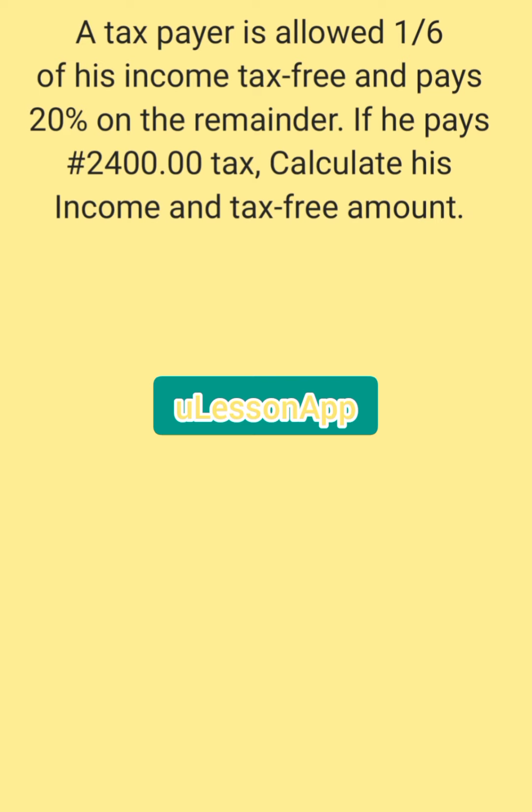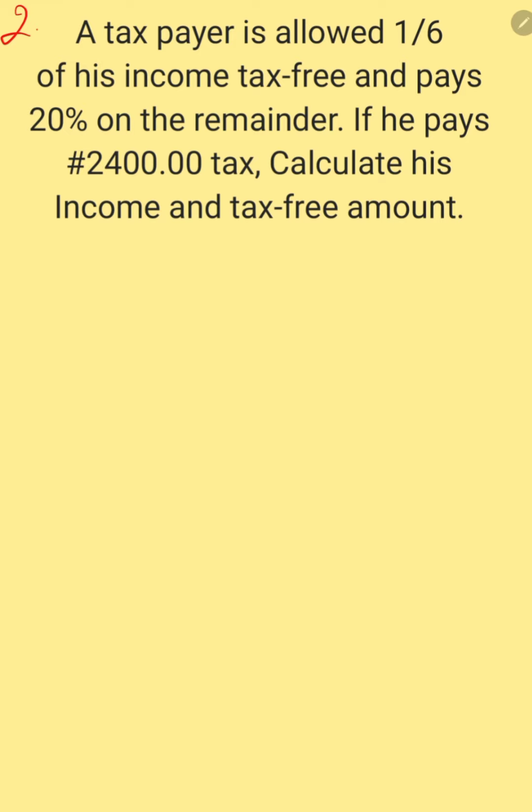So this is question number 2 in the 2022 NECO past questions in mathematics. This question is telling us that a taxpayer is allowed 1/6 of his income tax free and pays 20% on the remainder. If he pays 2,400 naira tax, calculate his income and tax-free amount. So this is what we are asked to solve.